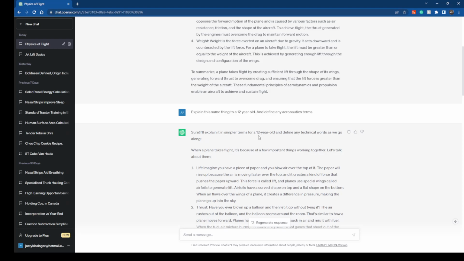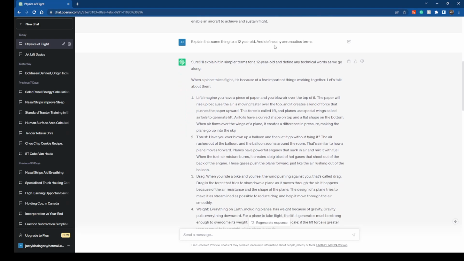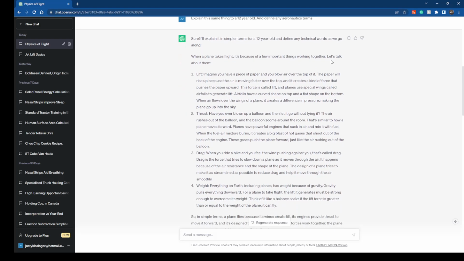Sure, I'll explain it to a 12-year-old. And it just goes on, and it does so in more simplistic terms, and you can scale it down. You could literally say, okay, thank you. Well, you don't have to thank it, but you could say, okay, too complex, can you please use simpler language?